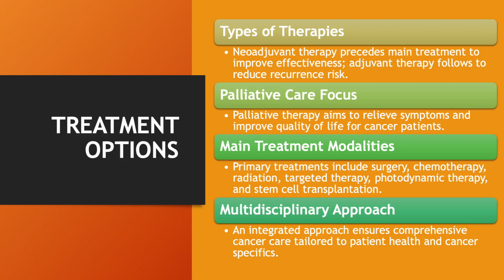And cancer treatment isn't one-size-fits-all. Primary options include surgery, chemotherapy, radiation, targeted therapy, photodynamic therapy, and stem cell transplantation. Each method works differently and is chosen based on cancer type, stage, and patient health.